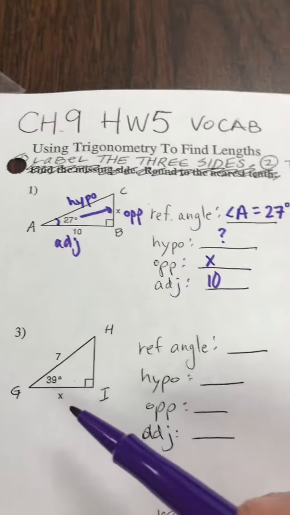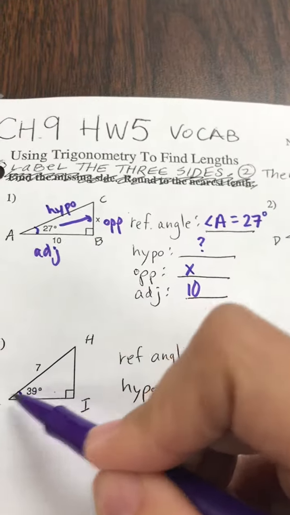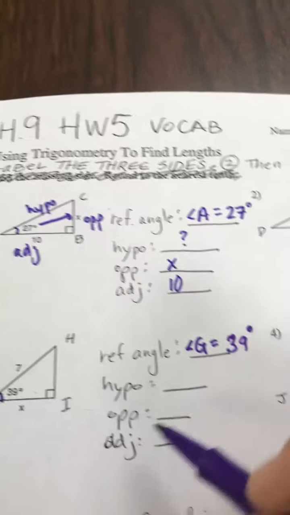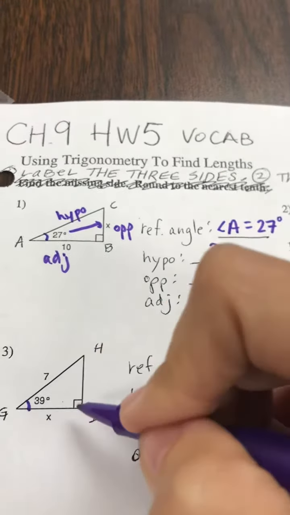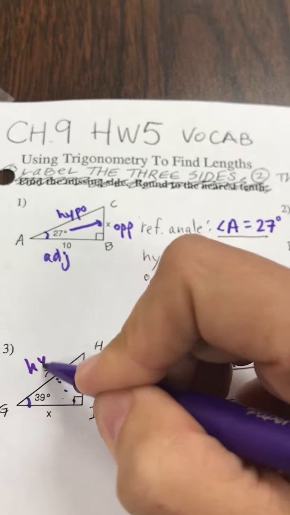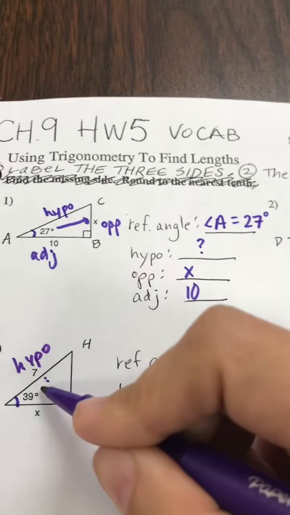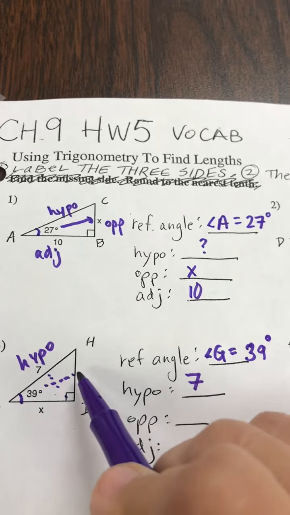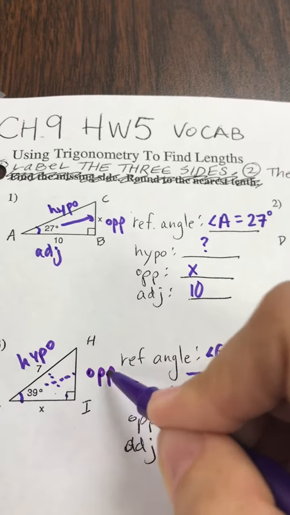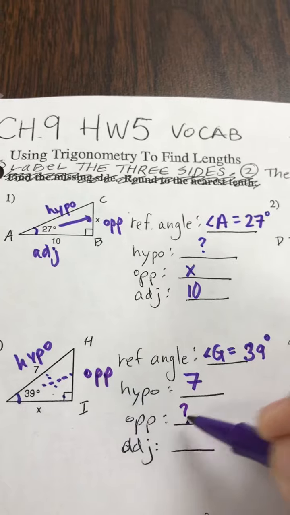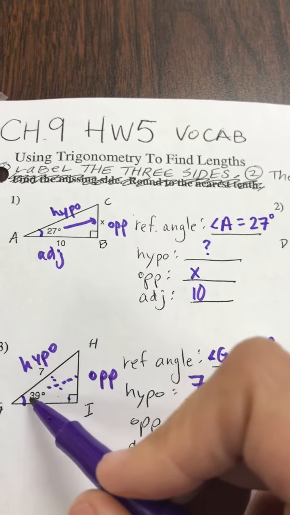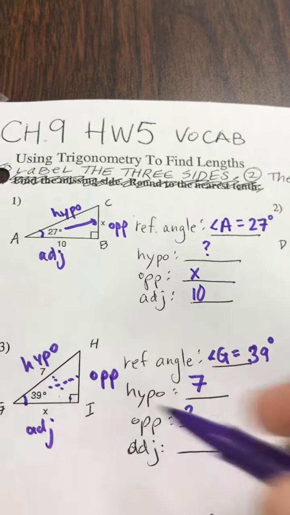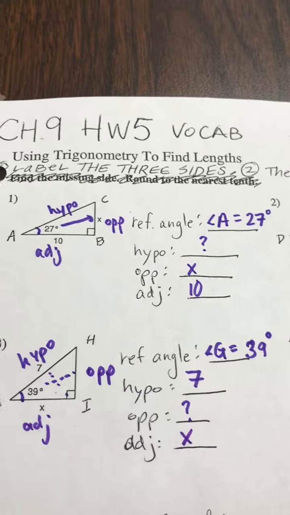Okay, next question. The reference angle, I called angle G, and it's equal to 39 degrees. Okay, and the hypotenuse is opposite the box, so that's the number 7. And opposite is technically opposite the reference angle. And nothing's there. And then it looks like the side left over here we'll call adjacent. That is adjacent to our reference angle, and it has a letter X.